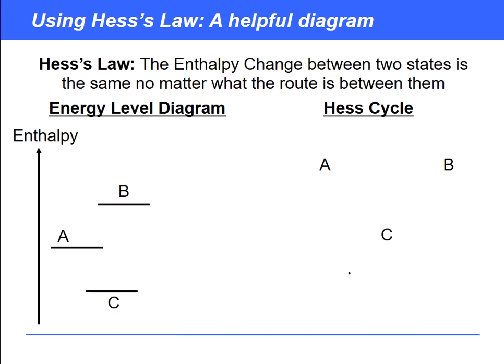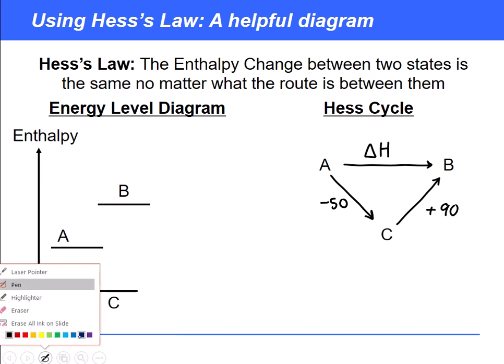We've got our three states, and instead of having an energy axis here, we just simply connect the states together where there's a reaction between. So in our case here, we had our direct energy change, which was delta H, and then we also had our various indirect ones. So A going to C, we said was minus 50, and then C going to B was plus 90. Now once we have it in a cycle like this, it enables us to see two routes between the start and finish points.